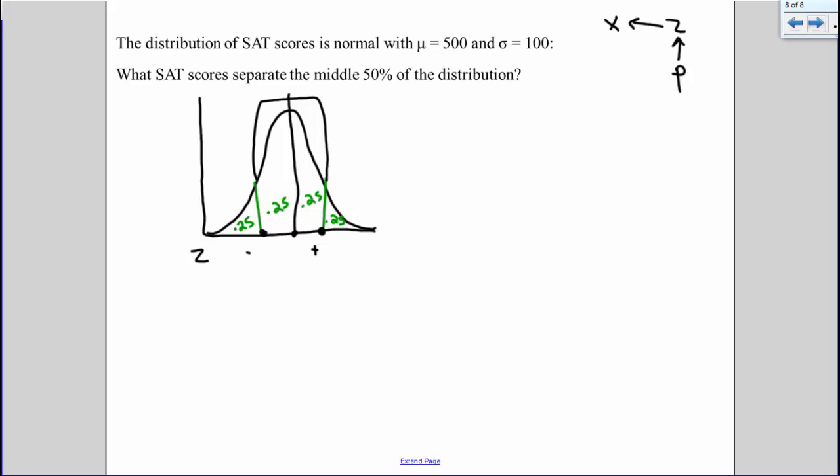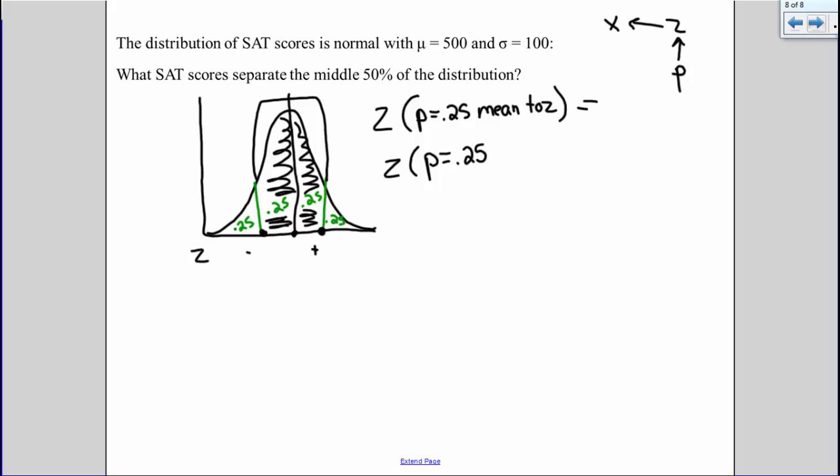You could also think about this. Well, let's go ahead and strategize with this way right now. So what we could do is we could find P. Actually, let's write it this way. We could find the z-score that corresponds to P equals 0.25 mean to z, right? So looking for the z-score right here, which is going to be the same, just the negative version of the z-score right here. Or you could look for the z-score that corresponds to P equals 0.25 in the tail, because we have 0.25 in the tail adjacent to the z-score location we're interested in.